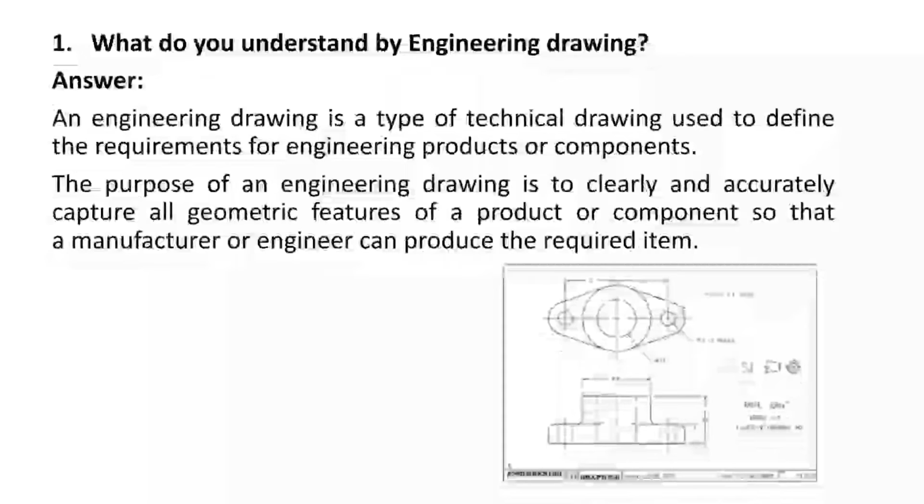So here you can see a sample of engineering drawing, and the question is, what do you understand by engineering drawing? So the answer is, an engineering drawing is a type of technical drawing used to define the requirement for engineering products or the components. The purpose of an engineering drawing is to clearly and accurately capture all geometric features of a product or a component so that a manufacturer or the engineer can produce the required item. So the engineering drawing is produced by the design department and it is then handed over to the manufacturing department to manufacture a product.